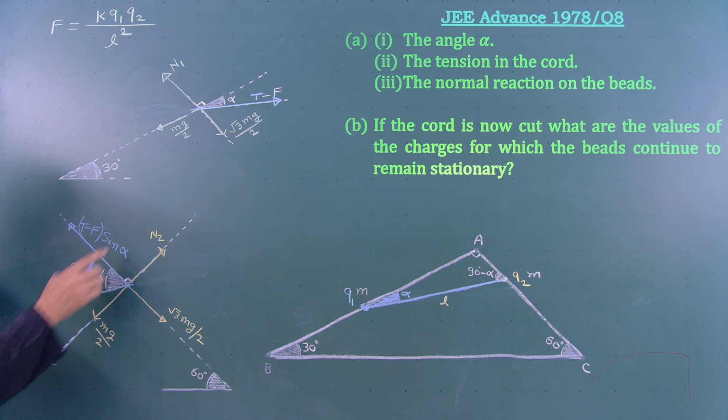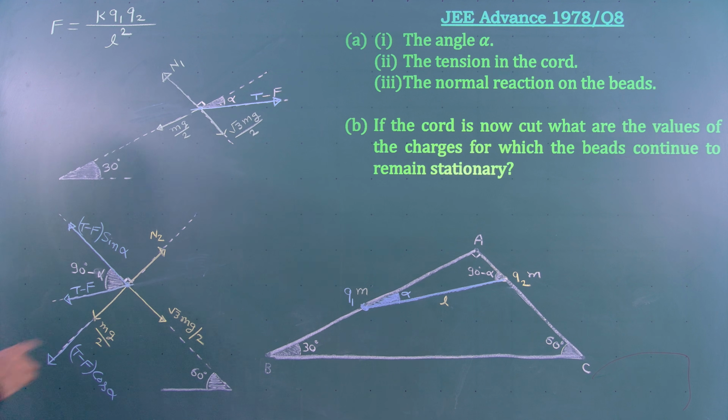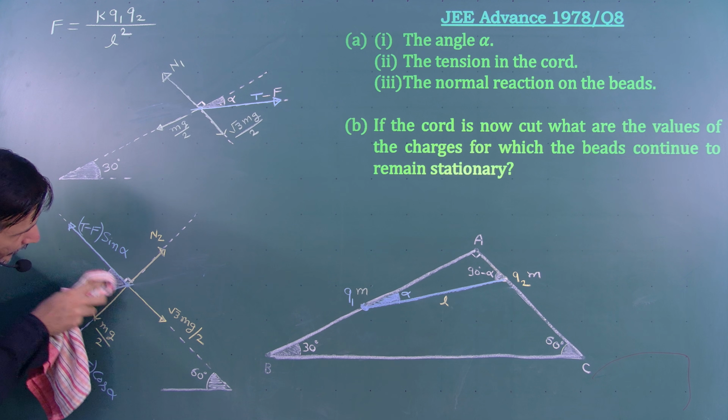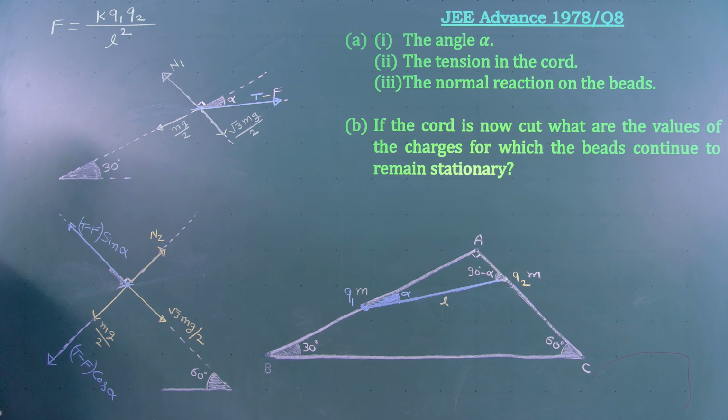If this part is sin α, then this part is cos α. So (T − F) cos α. So we break the components of this force. Now I don't need this force because we already broke it into two components. These are the two components.